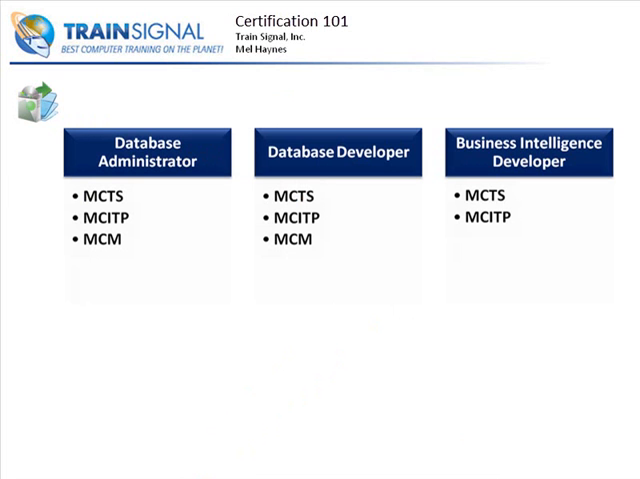So summarizing that, there are 3 certification tracks with Microsoft, and in those tracks there are various levels. The first 2 would be the database administrator and the database developer, and your levels starting with the lowest level, MCTS, moving up to the MCITP, finishing out with the Microsoft Certified Master for either administrator or developer. And if you're going with the BI route, you're really looking at the MCTS and the MCITP.